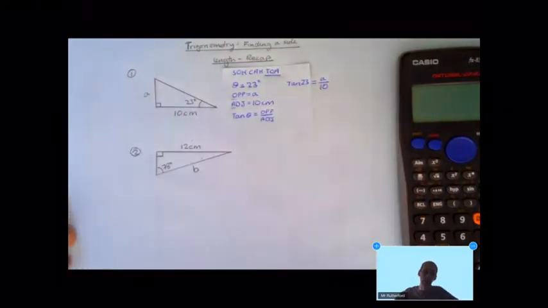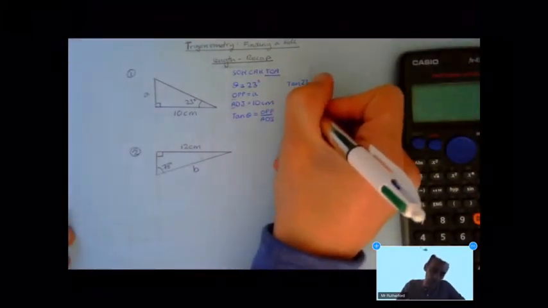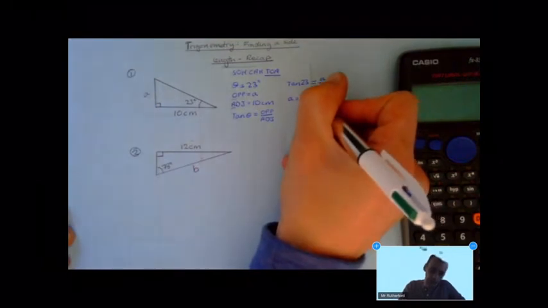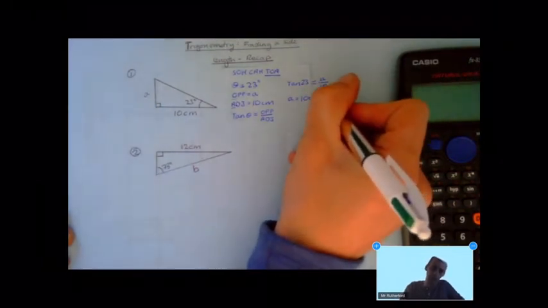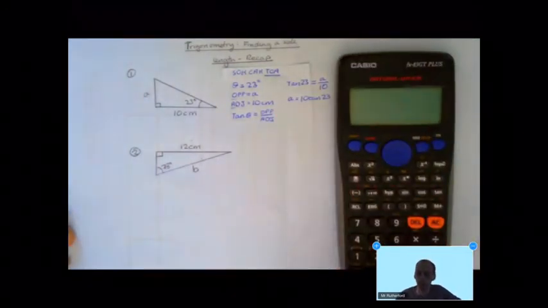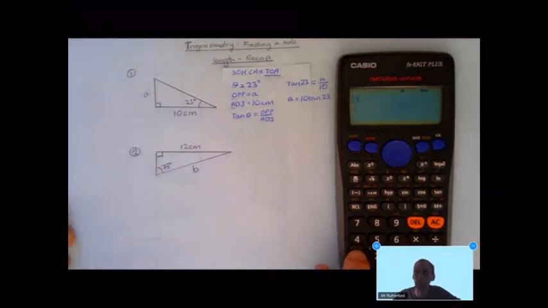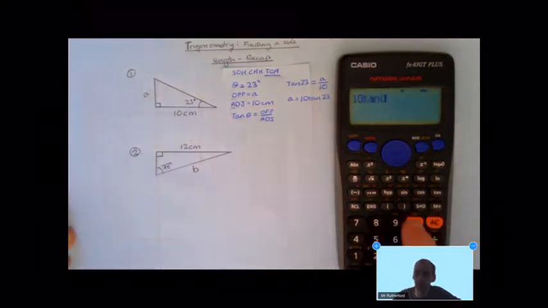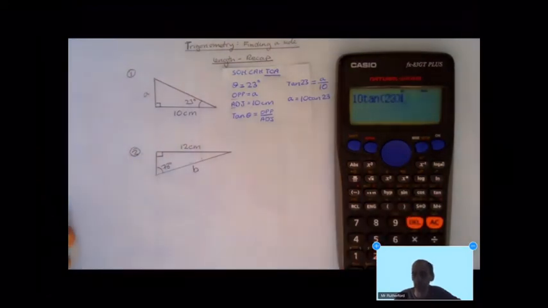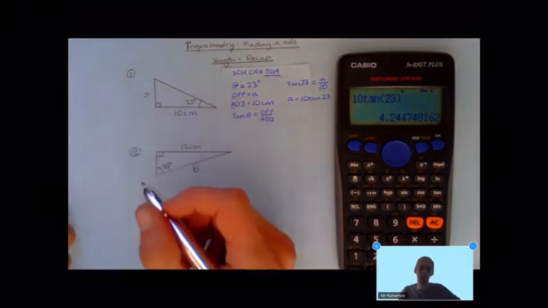Okay, so we can multiply tan 23 by 10 to get A. So A is equal to 10 times tan 23, or 10 tan 23. If we put that into our calculator, I'm going to double check that I'm in degree mode here, and I'm going to type in 10 times tan 23, and we get an answer of 4.24 to 2 decimal places.